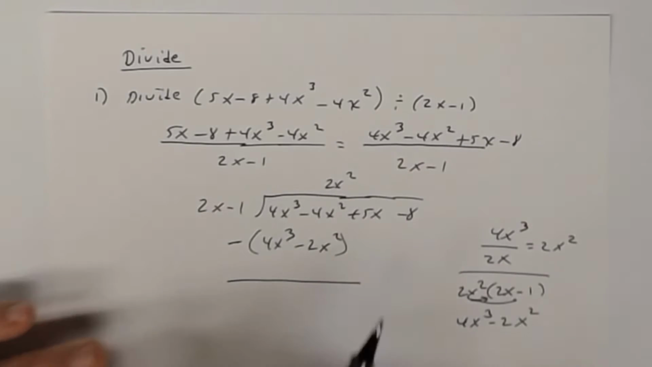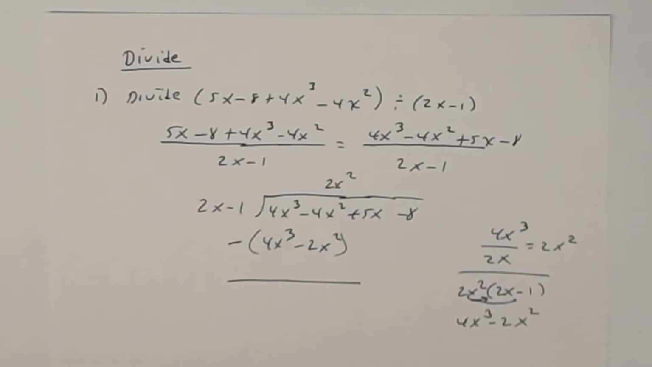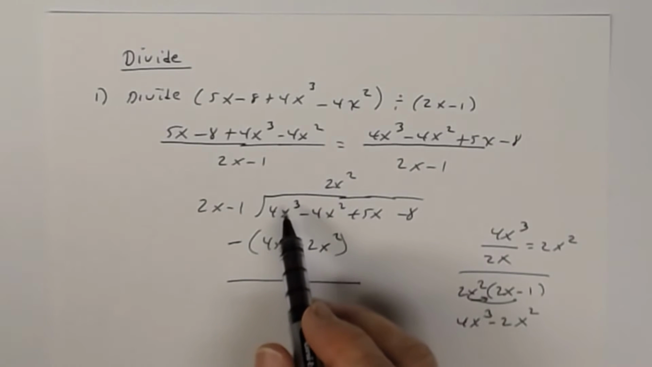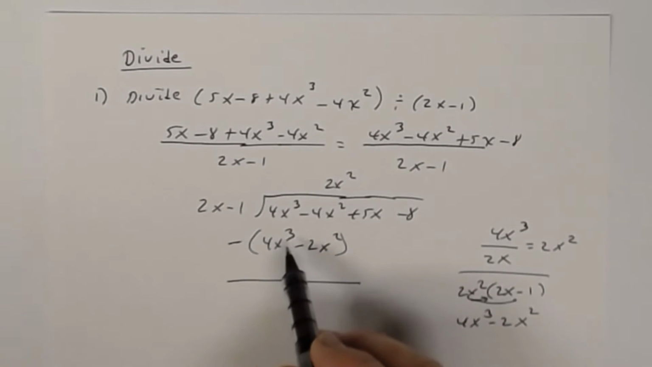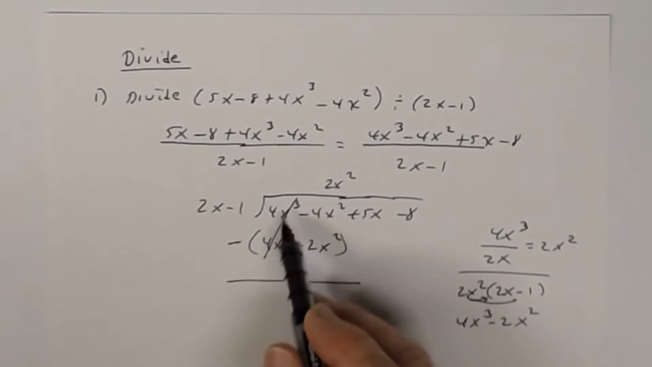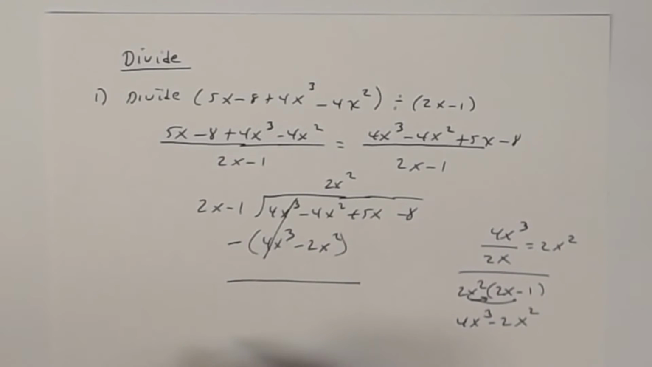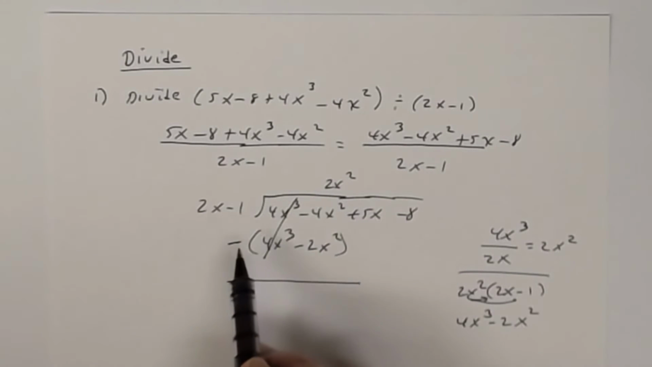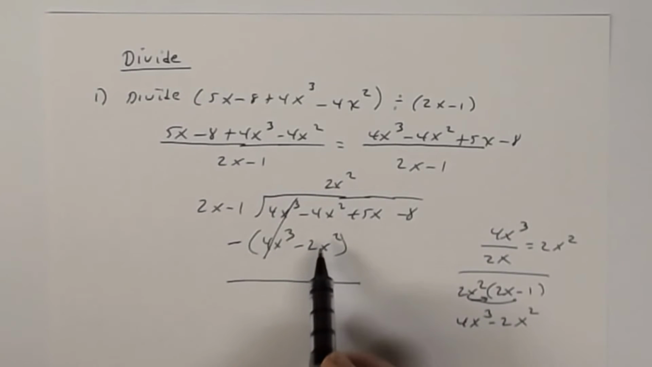Some of you can very easily do this in your mind. When you mentally do this, you're saying 4x cubed minus 4x cubed, so you know that's 0. That will always be a 0 here if you're doing this correctly. Now you've got to be careful if you're doing this mentally: negative 4x squared minus a negative 2x squared. Don't make the mistake of saying that's a negative 6x squared, because it is not.